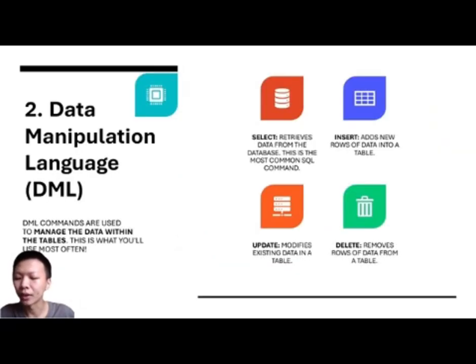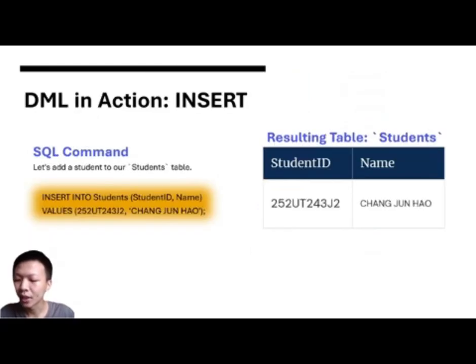Second, and the most common, is DML, or Data Manipulation Language. If DDL builds the structure, DML is used to manage the data inside it. Insert is used to add a new row of data, update modifies data that is already there, delete is used to remove data, and select. Here's a quick example. We use the insert command to add a new record for Zhang Junhao, which is my name, into our student table. The command specifies which table and what data to add. And as you can see, the table is now updated with that new row.